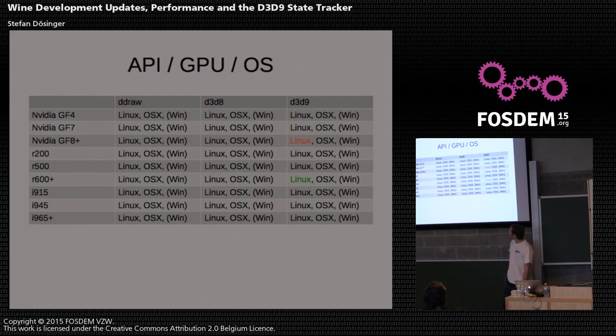And the Gallium 9 state tracker in practice is only usable on the DirectX 10 and 11 class Radeon GPUs. It is in theory usable on NVIDIA GPUs as well, but if people care about performance on NVIDIA GPUs, they are more likely to just use the binary driver instead of using the D3D9 state tracker. At least that's what I think.